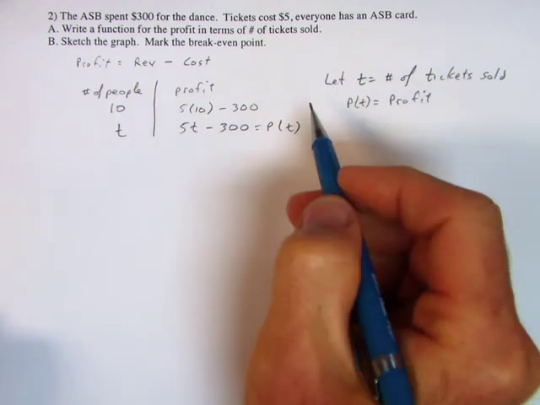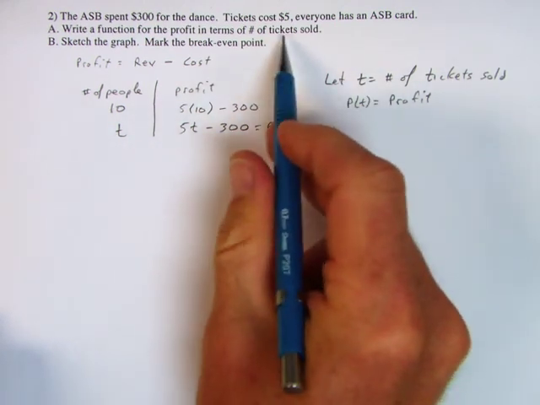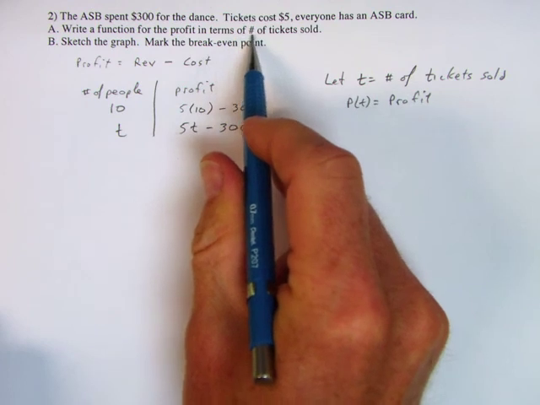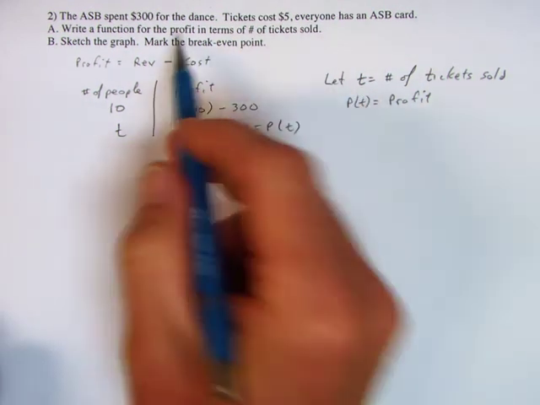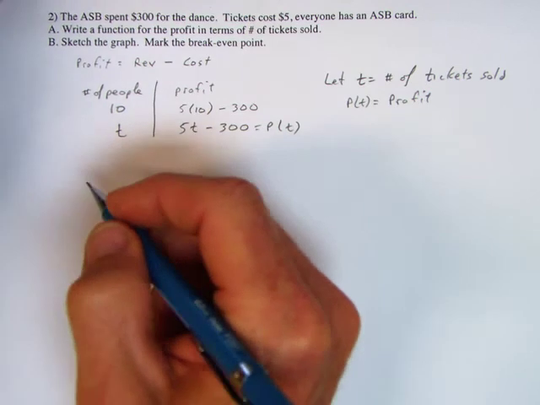Now that's it for there. We've done this, and it even told us in the problem that the number of tickets sold can be one of our variables, and then the profit's the other one. Let's sketch this graph.